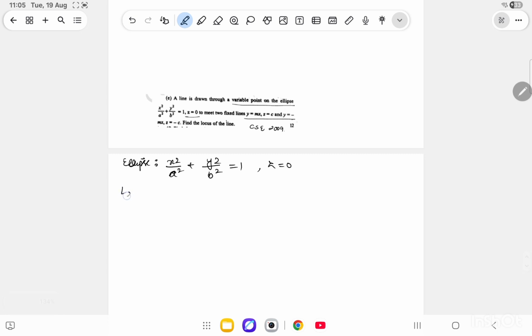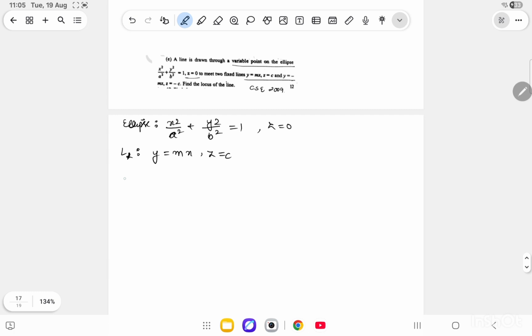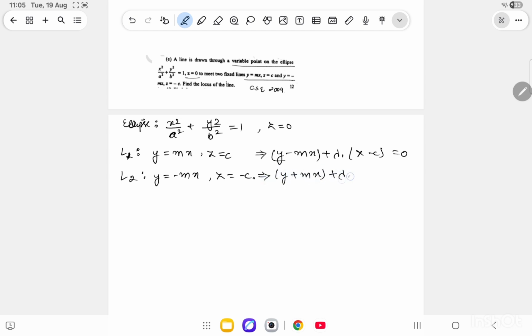and my equations of the two lines are L1, which is y equals to mx, comma z equals to c, and my line L2 is y equals to minus mx, comma z equals to minus c. So I can find the equation of the plane which is passing via L1. So it will be y minus mx plus lambda 1 into z minus c equals to 0. Likewise, the equation of the plane passing via L2 will be y plus mx plus lambda 2 into z plus c equals to 0.